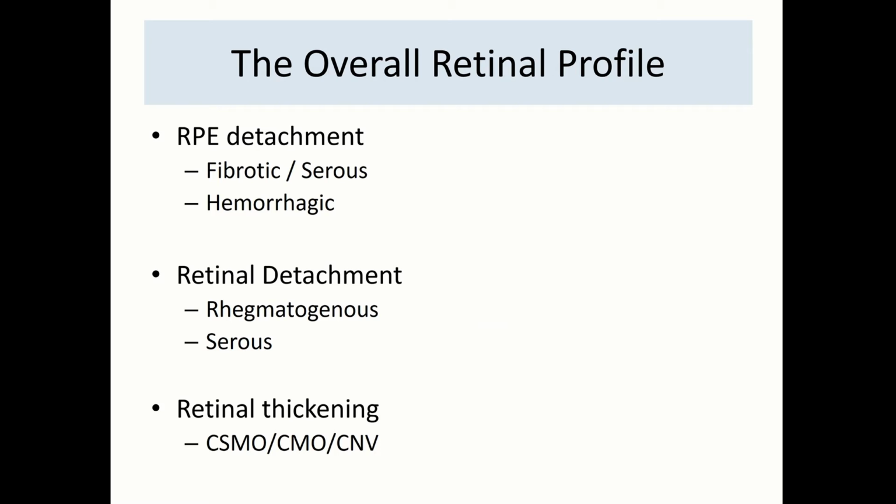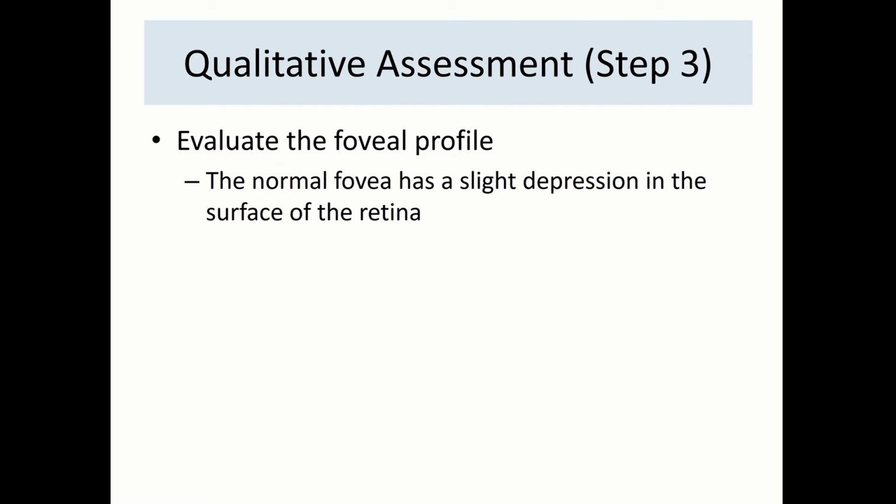Then the overall retinal profile, you would look for an RPE detachment, whether fibrotic, serous, or hemorrhagic, or a retinal detachment which can be rhegmatogenous or serous, or a retinal thickening which can be CSMO, CMO, or CNV. Then you go on to qualitative assessment number 3, which is to evaluate the foveal profile.